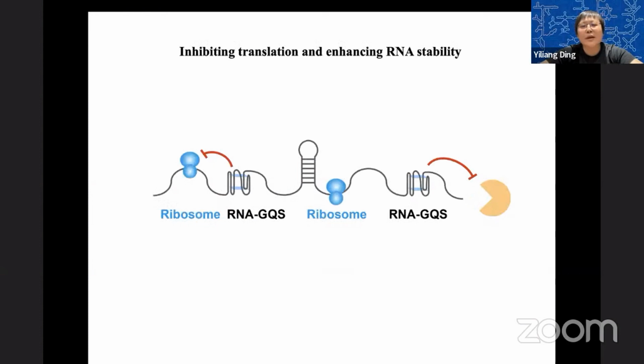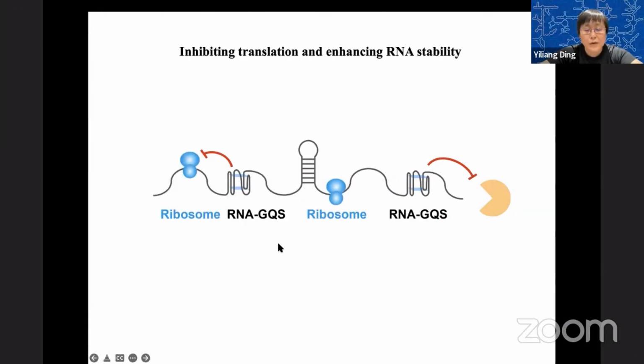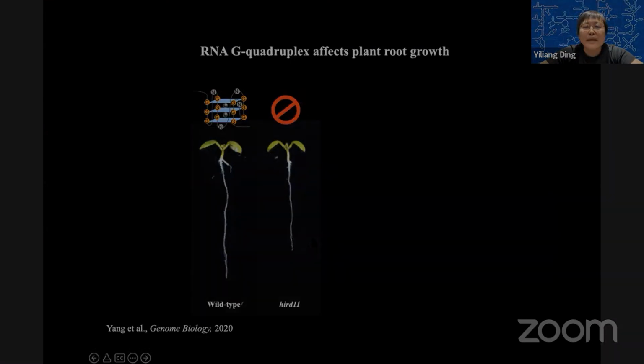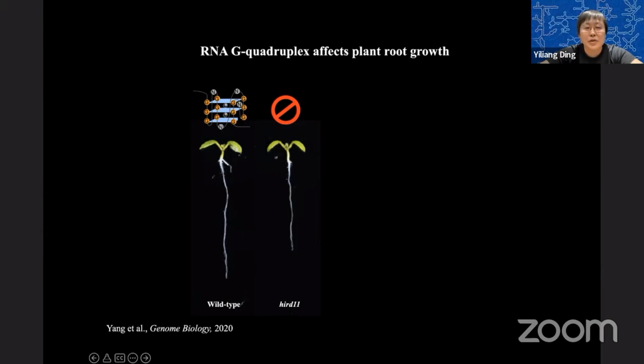From the global analysis of molecular function on these identified in vivo RNA G-quadruplexes, we find that the G-quadruplex can either inhibit translation or enhance RNA stability. So now I'm going to demonstrate individual G-quadruplexes and show you how important their function is in plant growth and development. One example we found is in the gene HERD11, which has a UTR region that contains a G-quadruplex we identified. In this HERD11 knockout mutant, you see the root length is shorter.